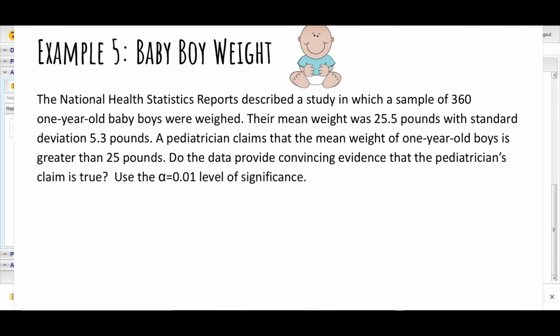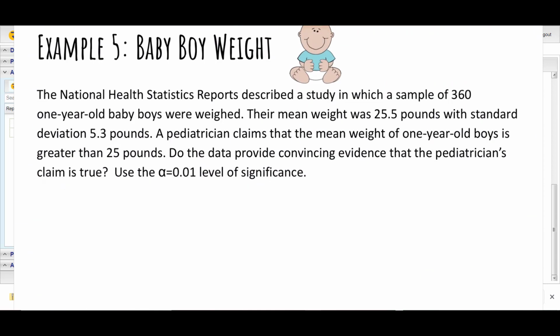All right, moving on to the next one, baby boy weight. The National Health Statistics Report described a study in which a sample of 360 one-year-old baby boys were weighed. Their mean weight was 25.5 pounds with a standard deviation of 5.3. A pediatrician claims that the mean weight of one-year-old boys is greater than 25 pounds. Did the data provide convincing evidence that the pediatrician's claim is true?